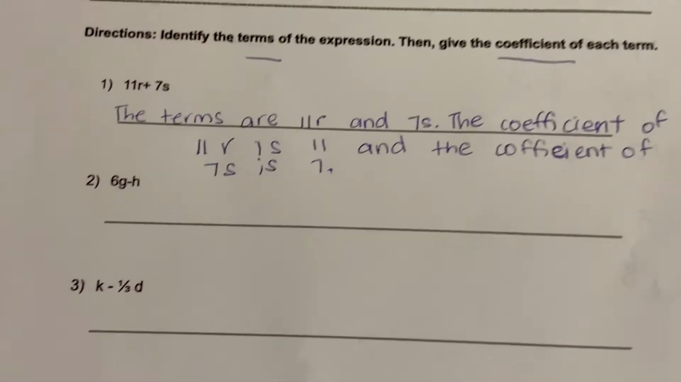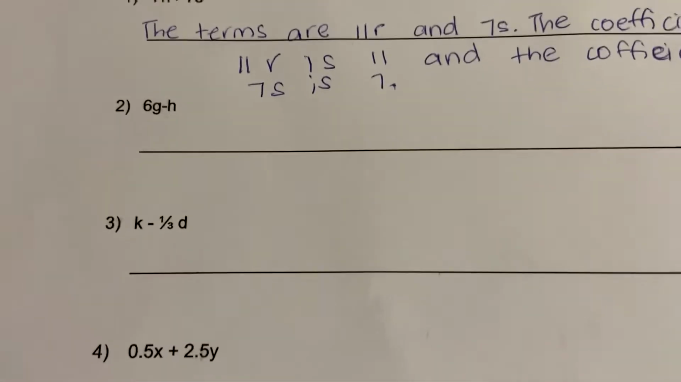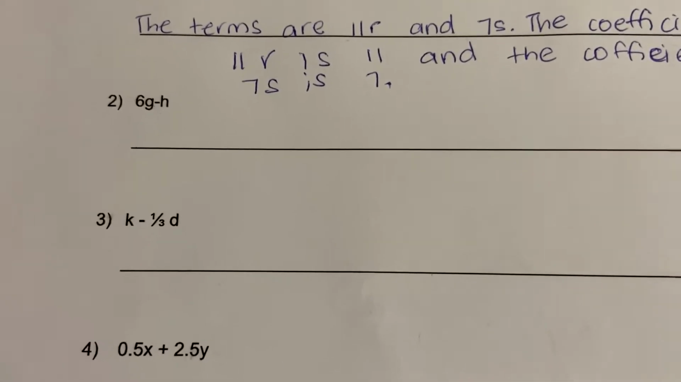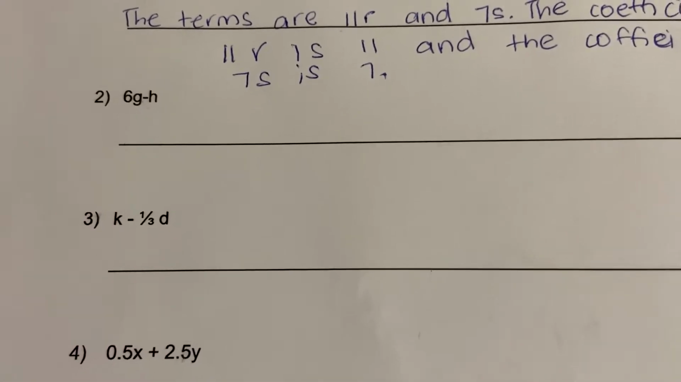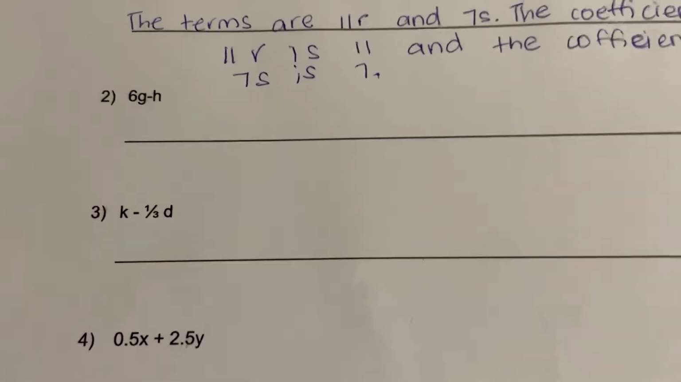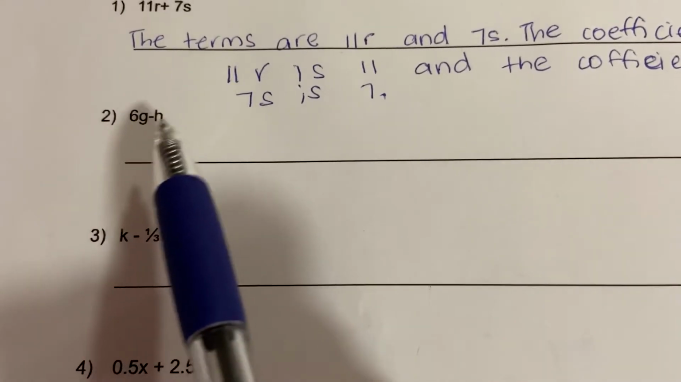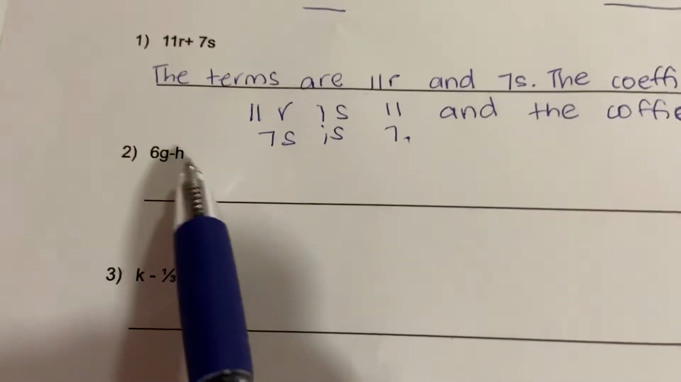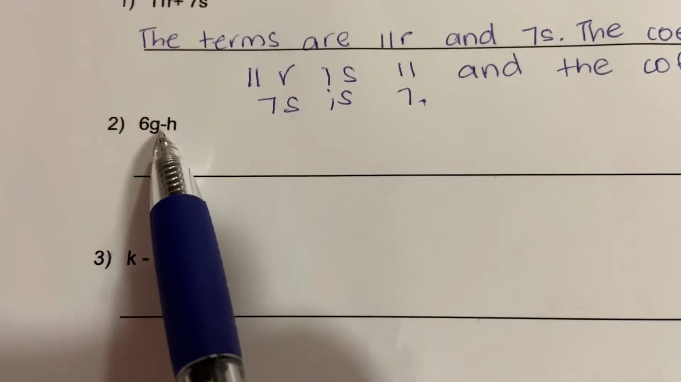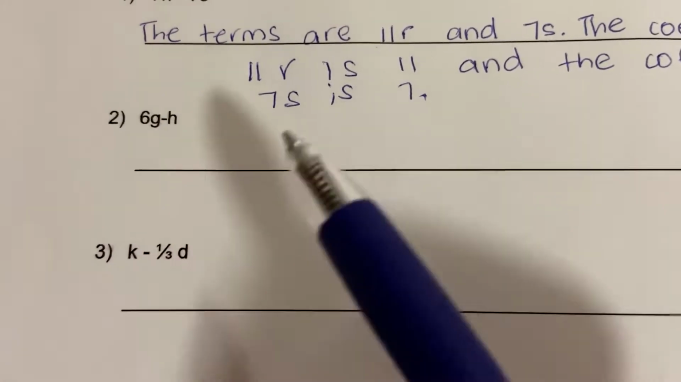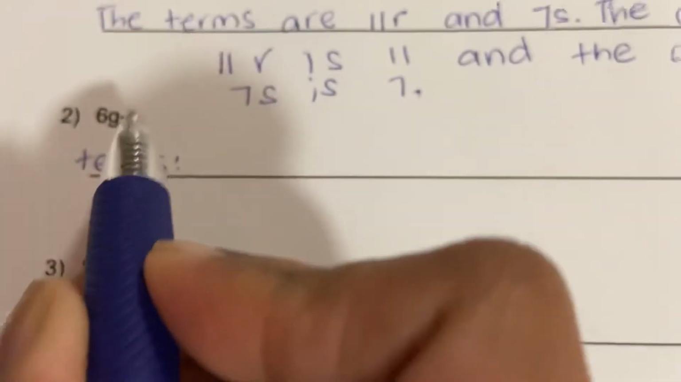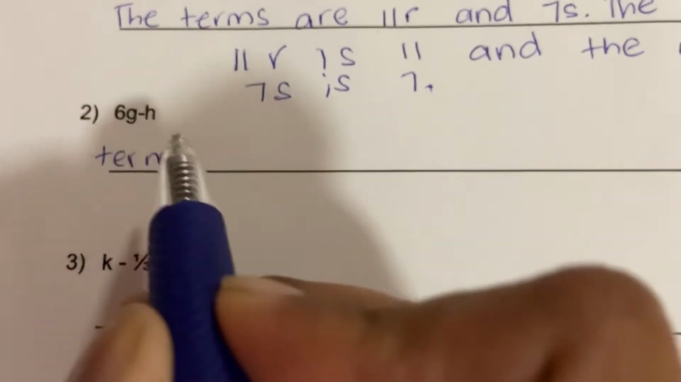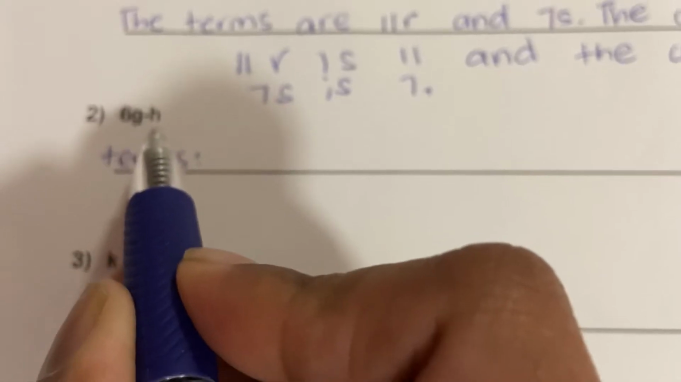Okay, so let's try our other number 2: 6g minus h. The terms are what gets separated by an addition or subtraction sign. I don't see an addition sign, but what I do see is that subtraction sign right here. So the terms would be on either side of it. The terms in this expression are 6g and h. Those are the two terms.